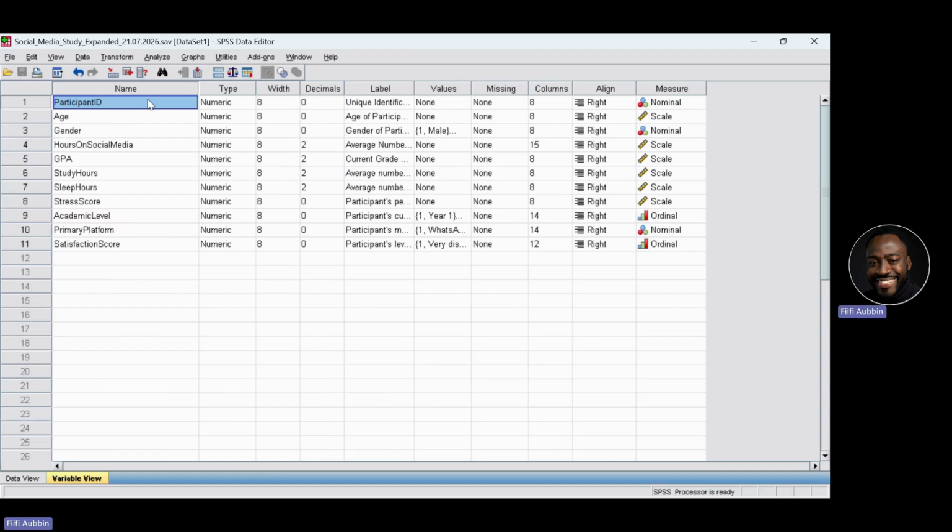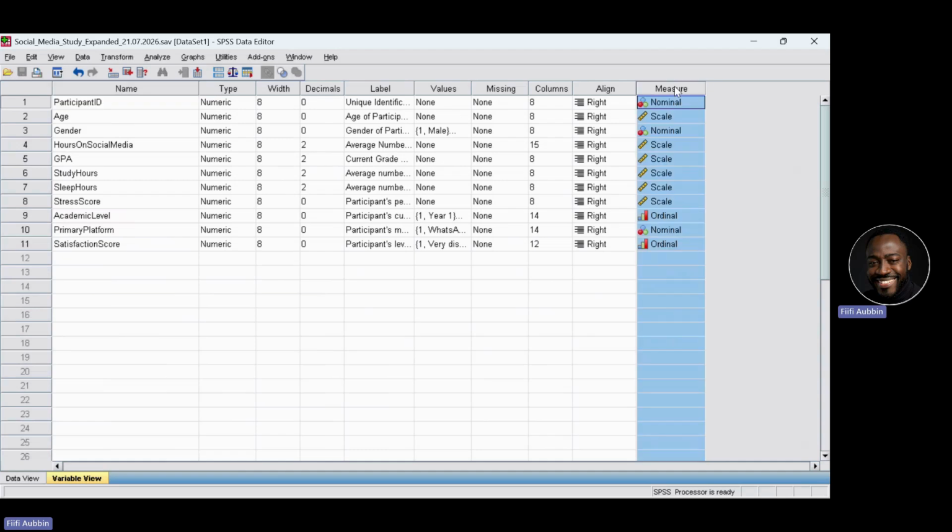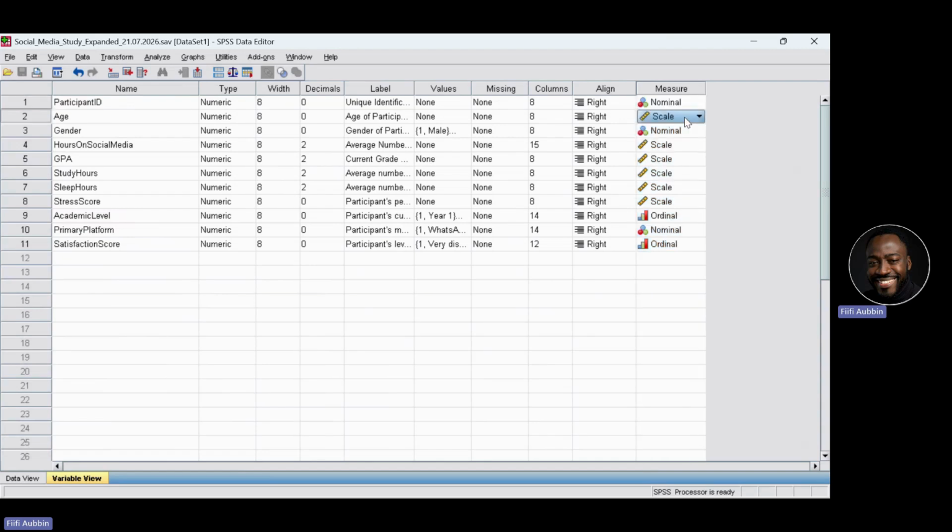Before running any statistical analysis, it's always good practice to review the variables you'll be analyzing. Notice that our data set contains both categorical and scale variables, and you can see that here. Today we'll only analyze the scale variables because Pearson's correlation is designed for continuous numerical data. The variables we're going to use are age, hours on social media, GPA, study hours, sleep hours, and the stress score.